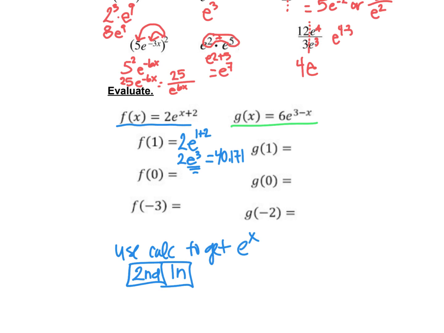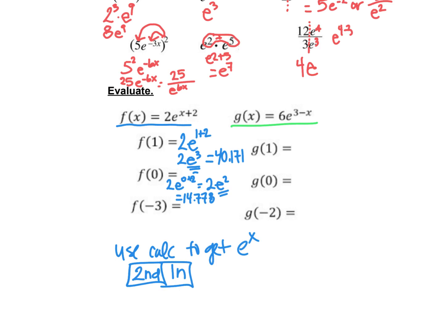We'll try it for f of 0. So f of 0, we're going to plug in 0 for x. So 2e to the 0 plus 2 power, which is the same thing as 2e to the second power. I'm going to plug in my calculator, second, ln, 2, and then multiply by 2. We get equals 14.778.